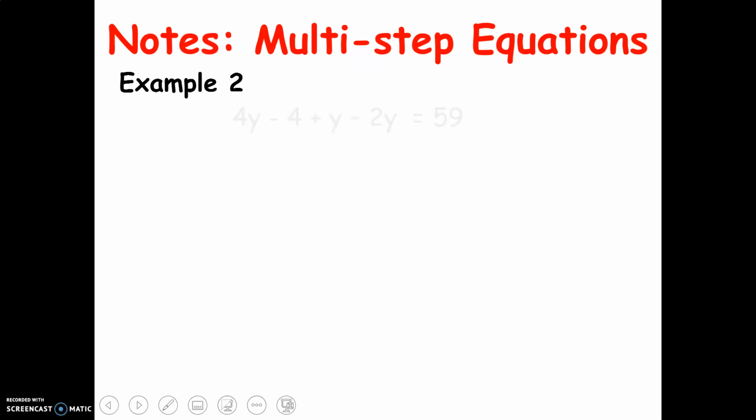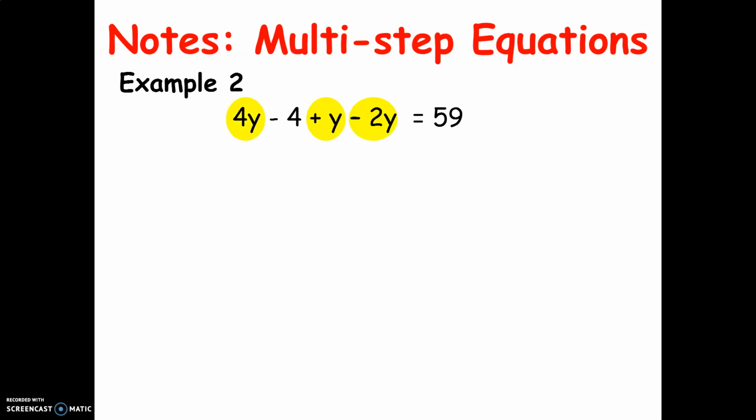Example 2. 4y minus 4 plus y minus 2y is equal to 59. Once again, we see that there are multiple y's on the left side of the equation. Remember, our first step in this situation is to combine the like terms. Our like terms here are negative 2y, y, and 4y. Note, when we have just plus y, it counts as 1. So we have 4y plus 1y minus 2y.